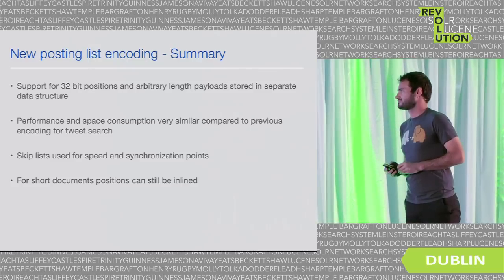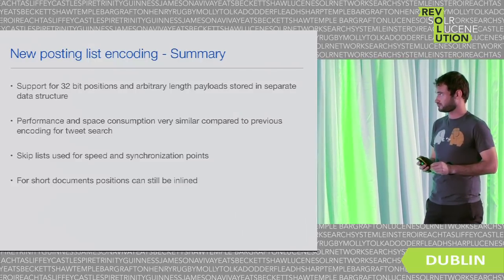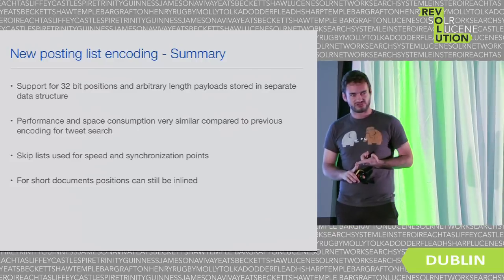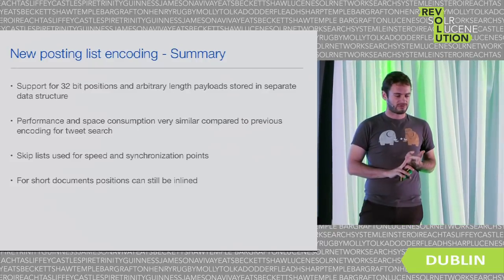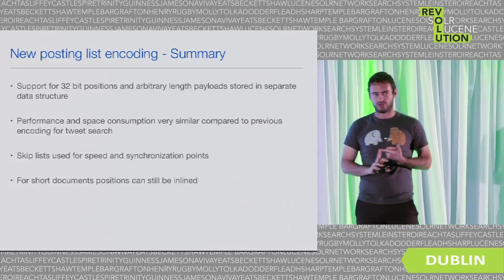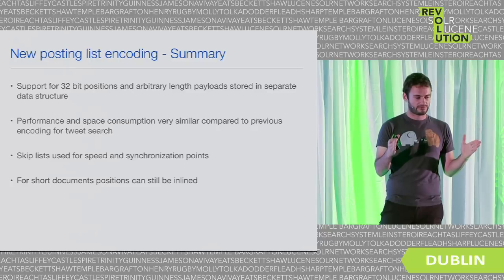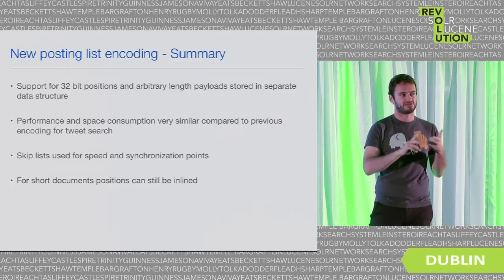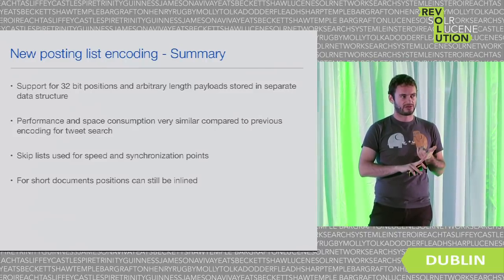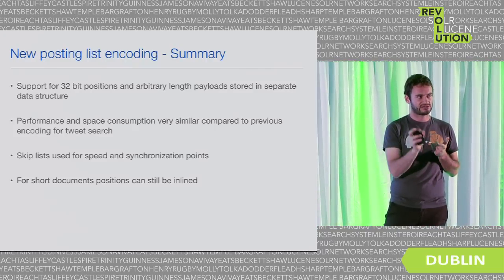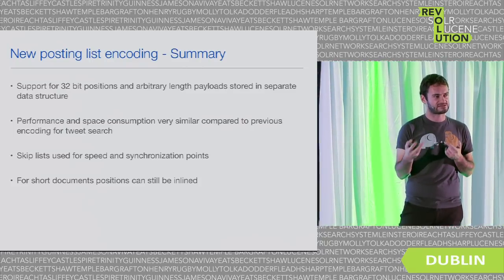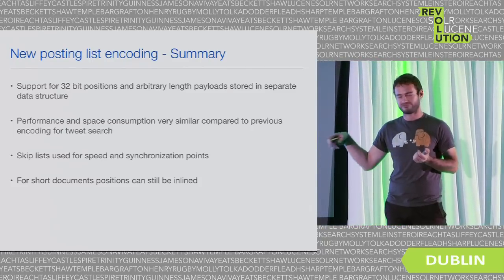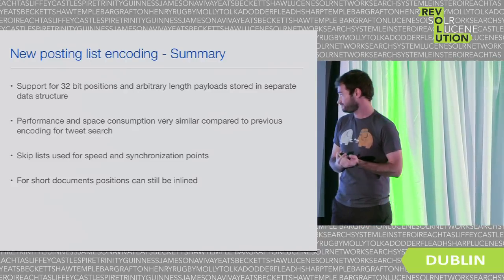Okay. So the summary here is that we can now support with this format 32-bit positions, and we can support payloads. And we still keep the optimizations for tweets. We still keep the fact that doc IDs are stored in 32-bit integers. We keep our entire threading model. We keep optimizations for tweets where we can inline positions. In 99% of the cases, it actually is just inlined, and we don't currently in the tweet index have to use the additional data structure.